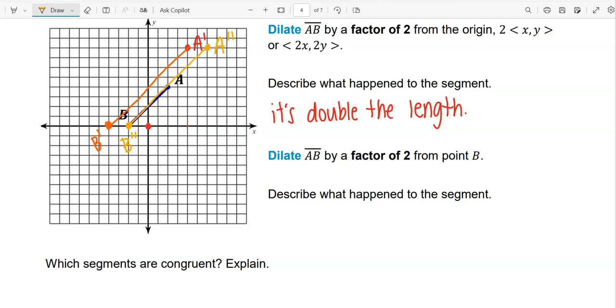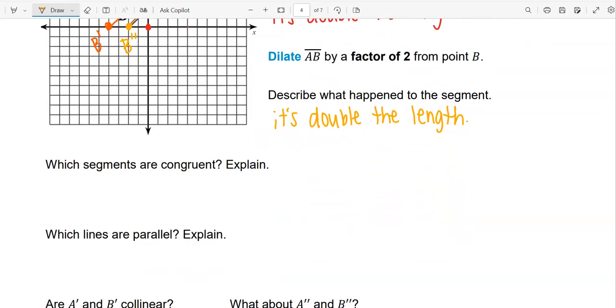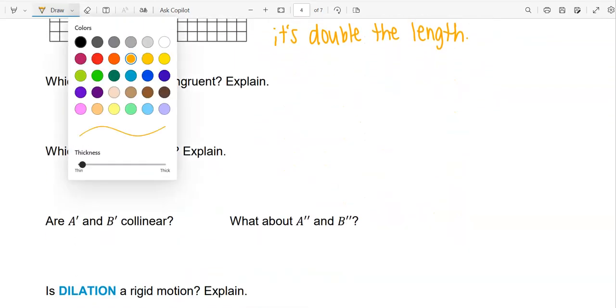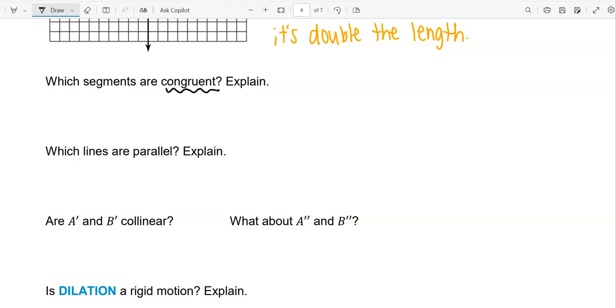What do you notice about your line segment? It goes through the original segment and it's double the length. That should happen when you're dilating something by 2. Which segments are congruent? What does congruent mean? Same what? Shape and size. So same shape, same size. All of these shapes are what? Straight lines. Line segments, yes. And then same size. Which ones are same size?